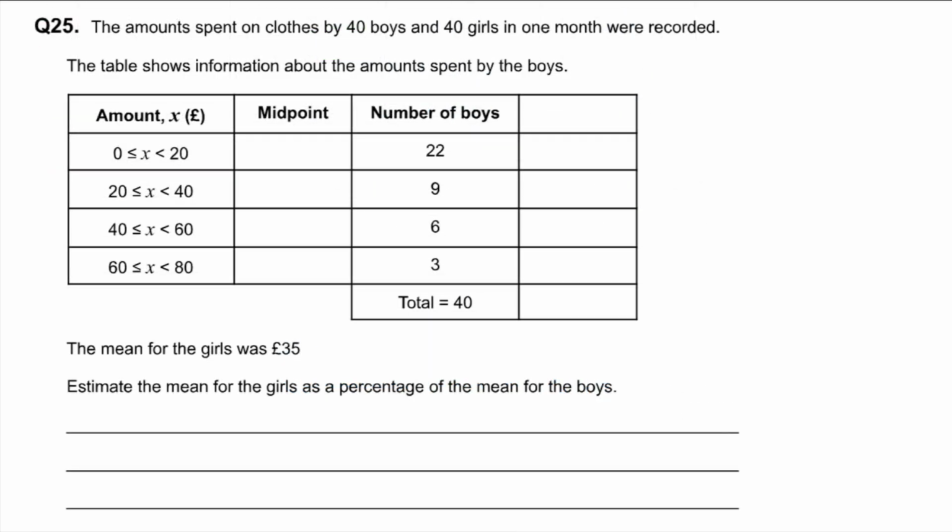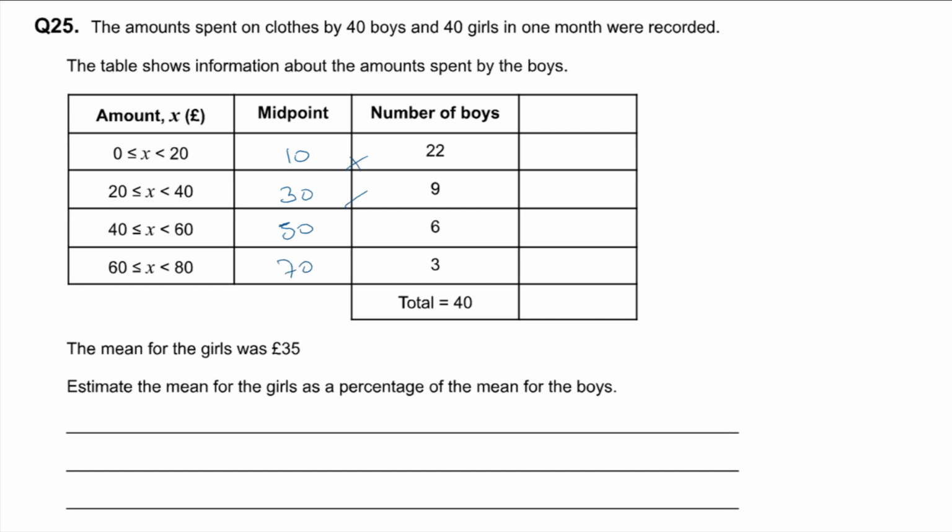Question 25. The amount spent on clothes by 40 boys and 40 girls in 1 month were recorded. The table shows information about the amount spent by the boys. So same old, we're going to do an estimated mean. Going to have to find the mid value first. Halfway between 0 and 20, that's 10. Halfway between 20 and 40, that's 30. Halfway between 40 and 60, that's 50. Halfway between 60 and 80, that is 70.